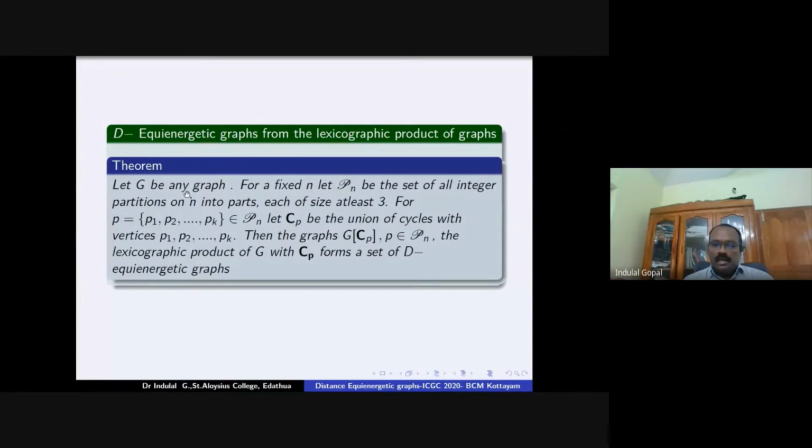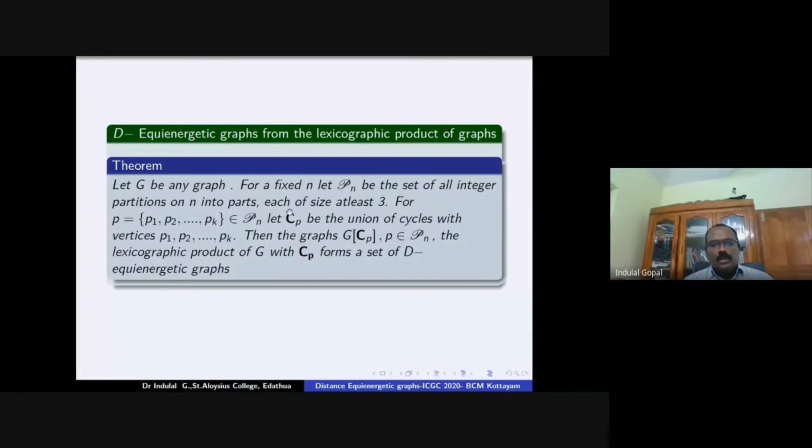Let G be any graph. Then for a fixed n, let script Pn be the set of all integer partitions of n into parts, each of size at least 3. Then for a partition P, let Cp be the union of cycles with vertices p1, p2, etc., pk.